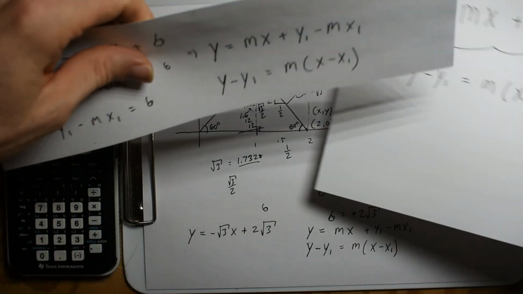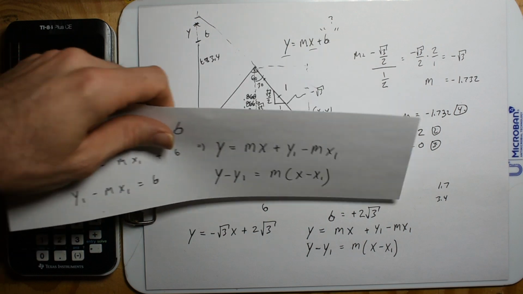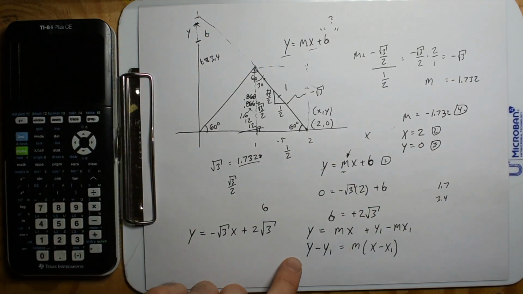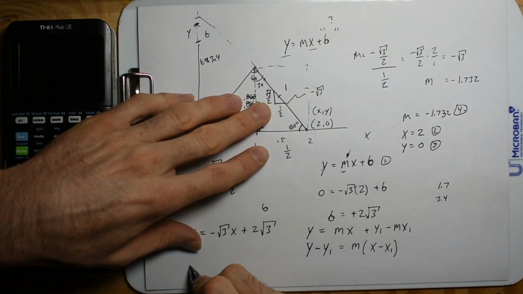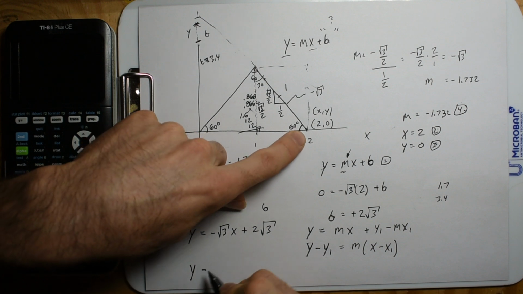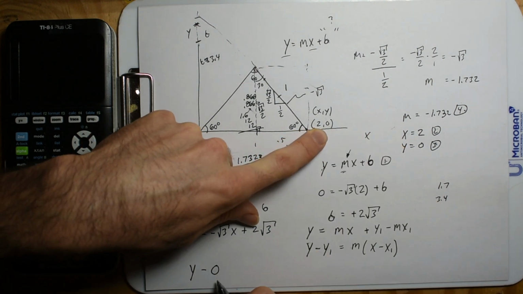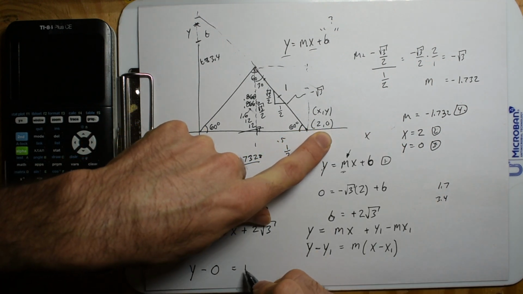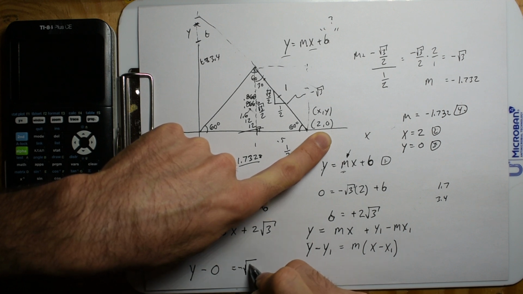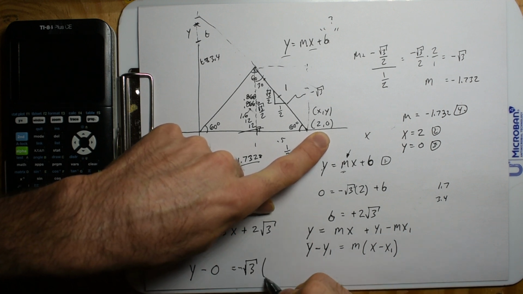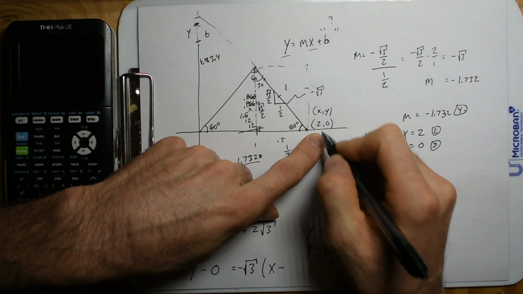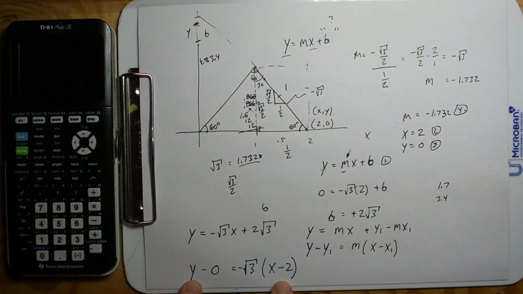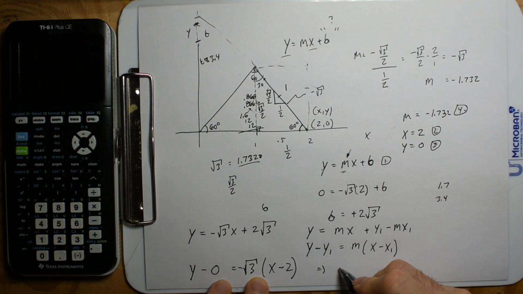All right, so back to our little equation, and we're going to see if we could have gotten there all in one step. We're going to say y minus, here's my point, 0, is equal to m, the slope, which is negative square root 3, times x minus 2. And then you still have to do the algebraic manipulation to make this look like a normal equation.